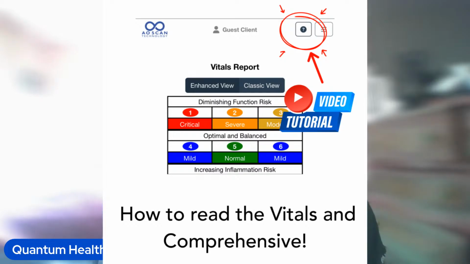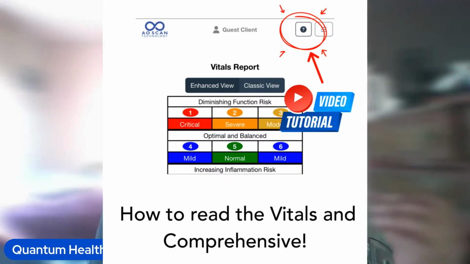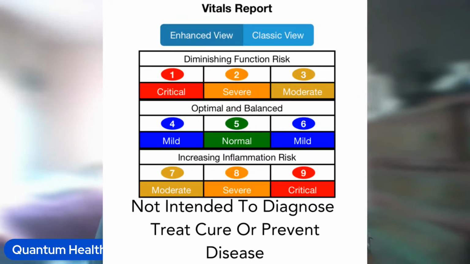So when you open up your file, right at the top right-hand corner of the page, there's going to be a question mark. If you hit that question mark, there's going to be some text, a brief description or instructions on how to read the report that you're in, and it's going to have a brief video on how the scan is done. So this is an example of a vitals report, and it's not intended to diagnose, treat, cure, or prevent any disease.